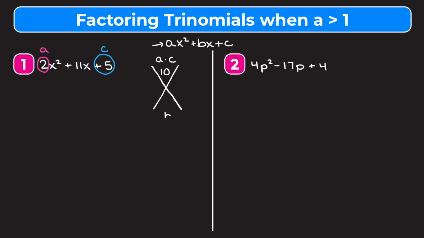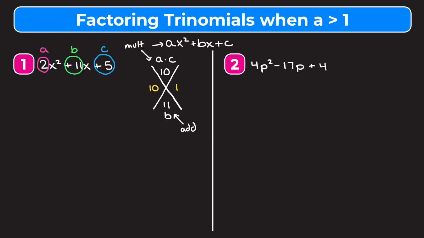In the bottom, we're going to put our b value. And the b value is just the value that's next to the variable that's by itself. So positive 11 is the b value. We're going to put this down here. So we put a times c at the top, we put b on the bottom. And now we want to find two numbers that multiply to this, that add to our b value. So two numbers that multiply to a positive 10 and add to a positive 11. So those two numbers are going to be positive 10 and positive 1. It doesn't matter what order you put these in.